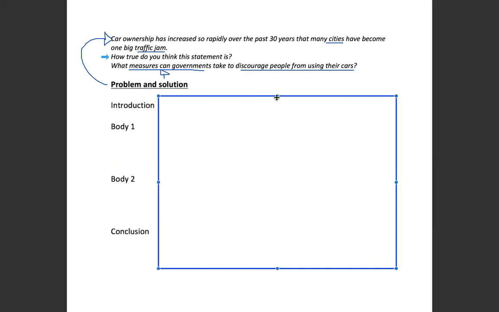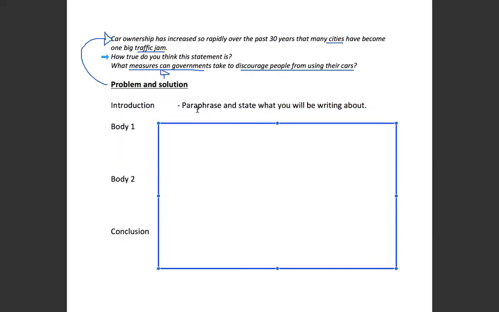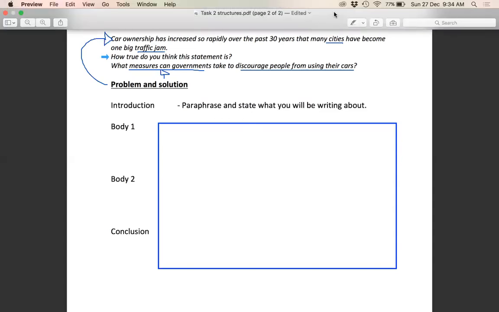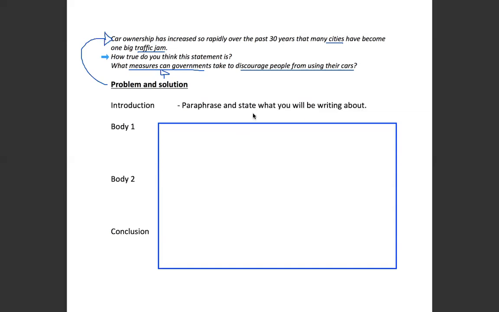All right, so the introduction is the same. We paraphrase the question and we state what we'll be writing about. You can also give your opinion here because it says how true do you think this is. So you can say that no, this is not really true, or yes, that it is true. So it's possible for this one to add your opinion.